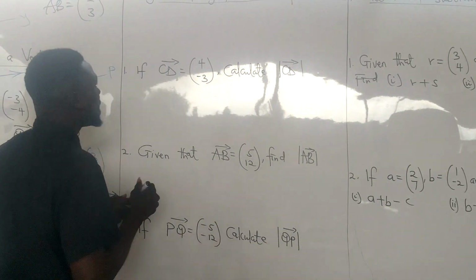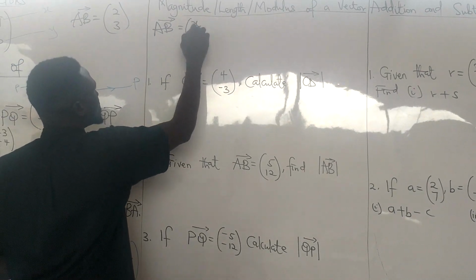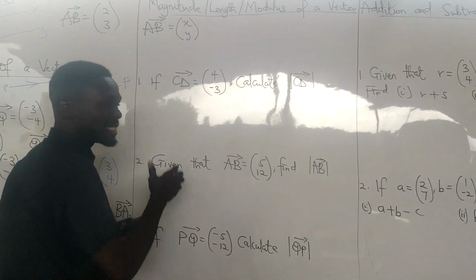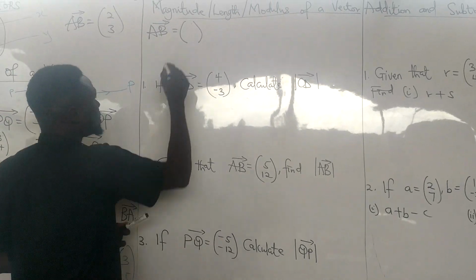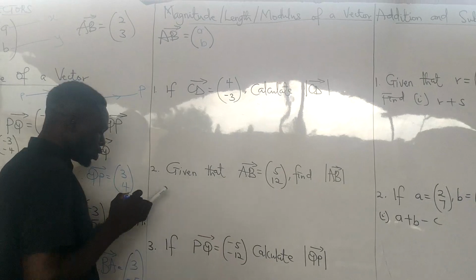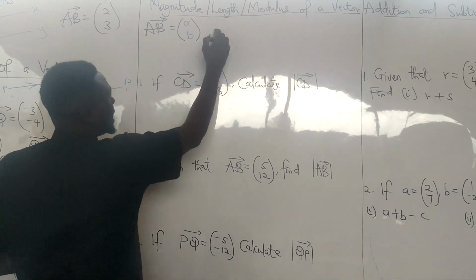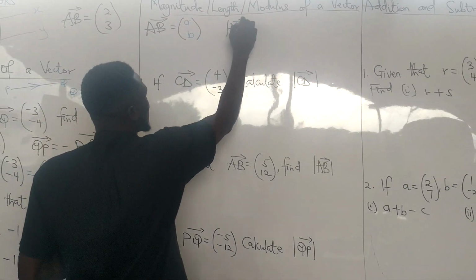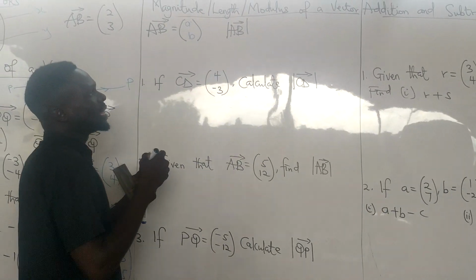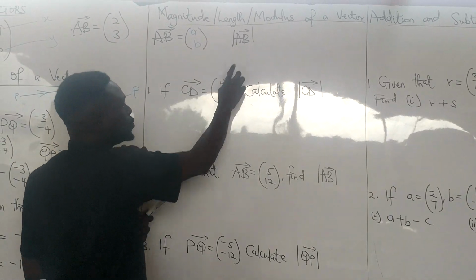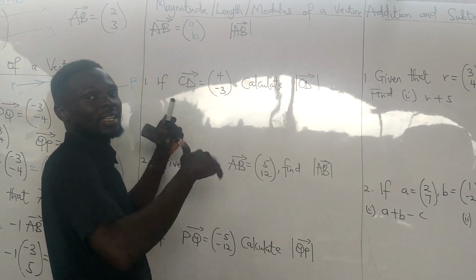Now let's say we have a vector AB, which is equal to x, y. Let's use AB as the component of the vector. Now to calculate the magnitude of the vector, it is written as the vector AB in 2 bars. This shows that it is the magnitude. If you see a vector between 2 bars, we say it is the magnitude.